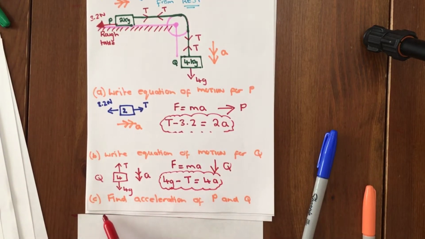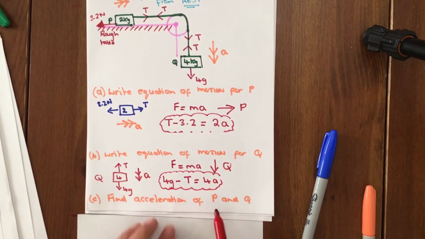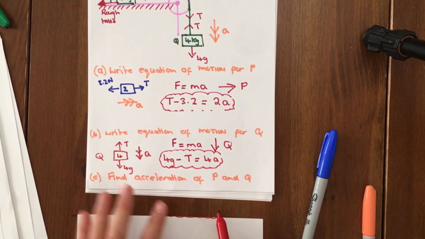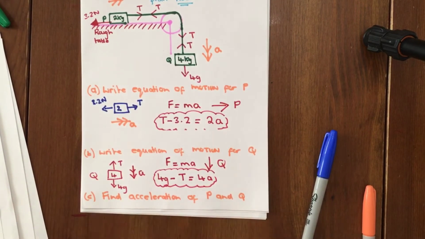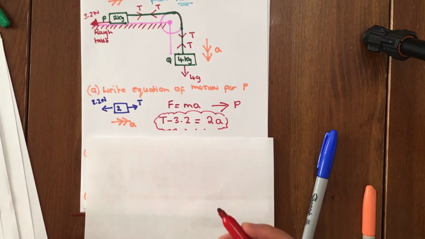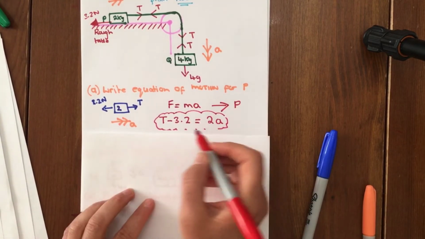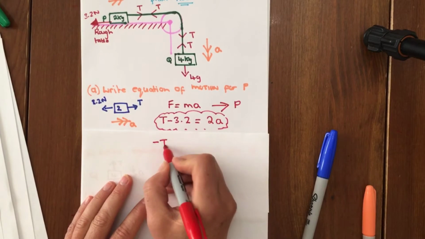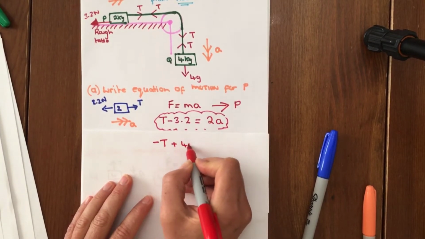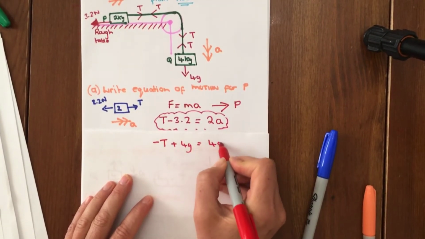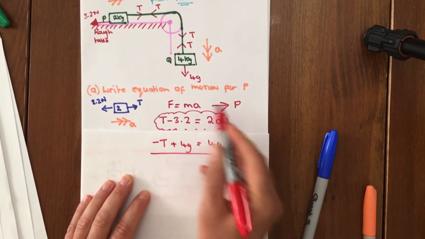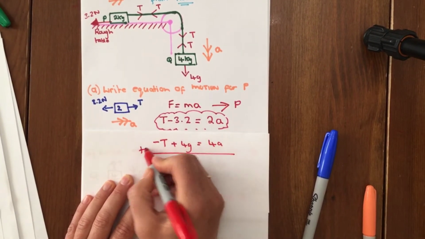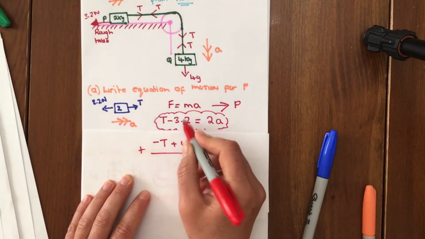Part C asks us to find the acceleration of P and Q. They've both got the same acceleration. I've now got my two equations which I can solve simultaneously. So if I write this underneath, I'm going to write minus T plus 4g equals 4a. So I'll put the two equations of motion underneath each other. I'm going to add these, so T add minus T will be no T.